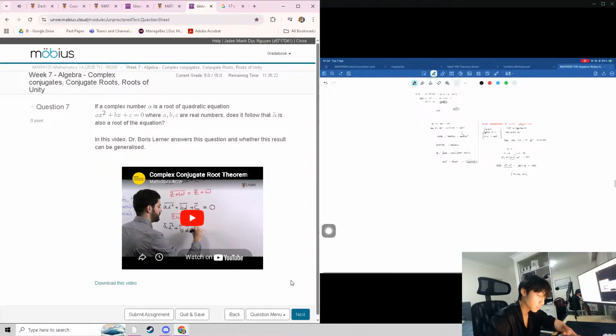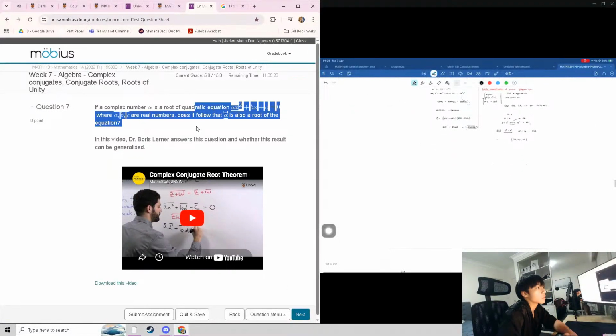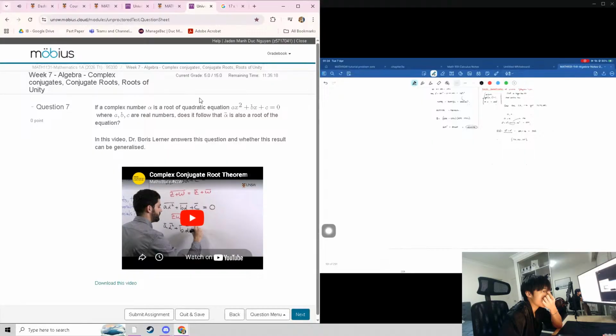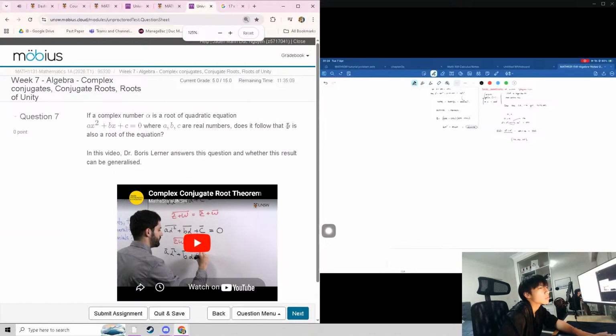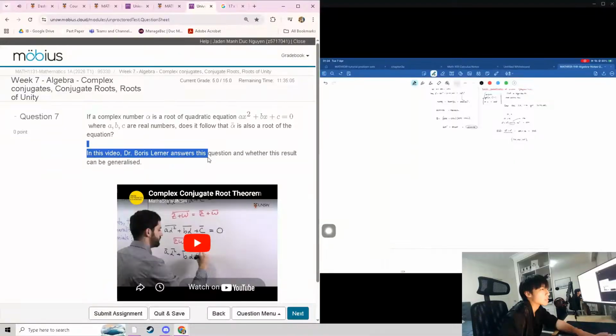New tool. Euclid. If a complex number alpha is a root of a quadratic equation, does it follow that the conjugate of alpha is also a root? Yes.